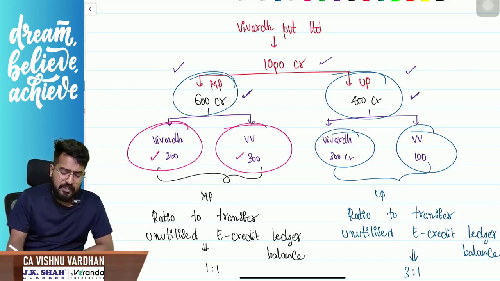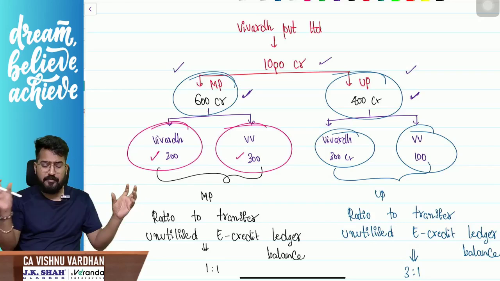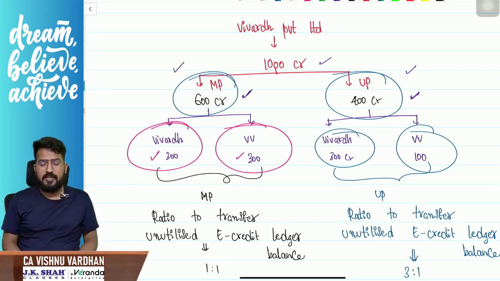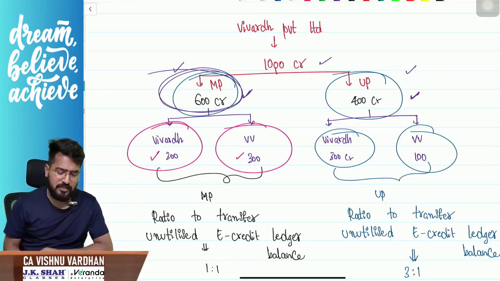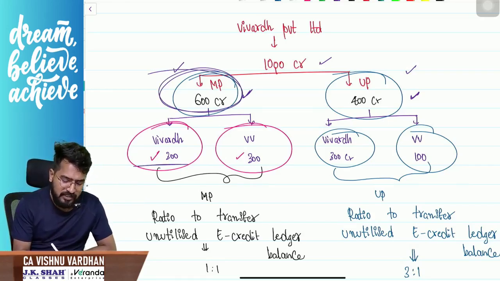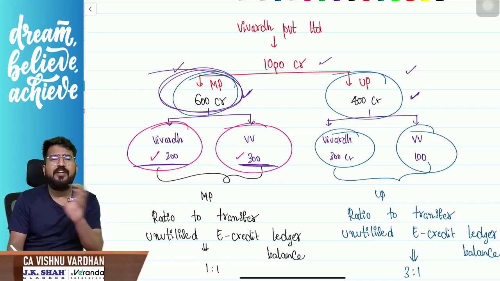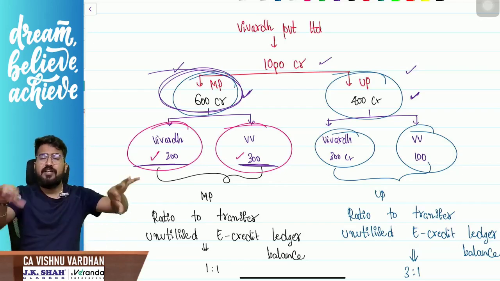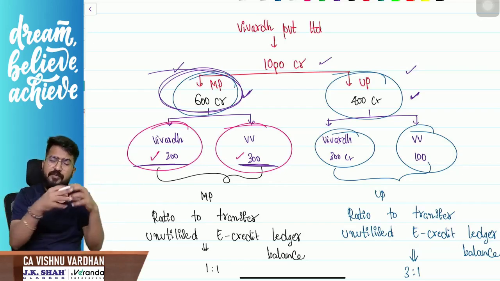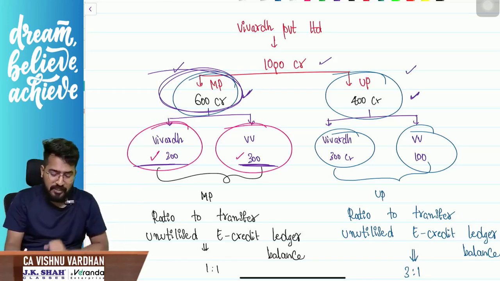Sir, in Madhya Pradesh, now I am splitting Vivarth Private Limited into Vivarth Private Limited and VV Private Limited. Now I should see within Madhya Pradesh how much assets are split between each of them, Vivarth and VV. 300 crores each has been split. That means 1:1 ratio. Now you divide that ITC balance of Vivarth Private Limited between Vivarth Private Limited and VV Private Limited in 1:1 ratio within Madhya Pradesh.